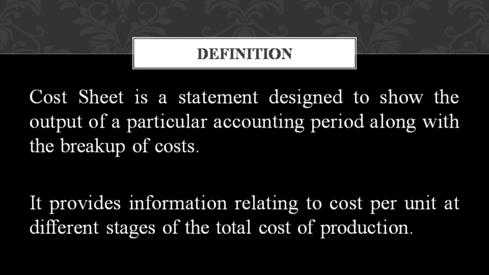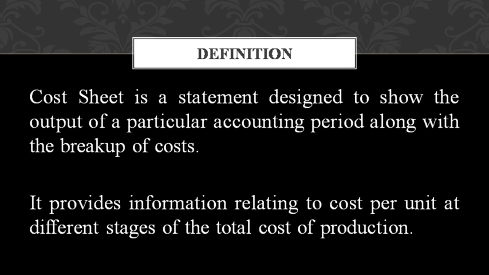When we talk about the actual definition, a cost sheet is a statement designed to show the output of a particular accounting period along with the breakup of cost. Now, if we look into the small elements of the definition, first of all, statement. I just now told you that it is a statement of cost designed to show the output of a particular accounting period. Output: here we find out the cost for the output. What is output? It is the total number of units produced during an accounting period.